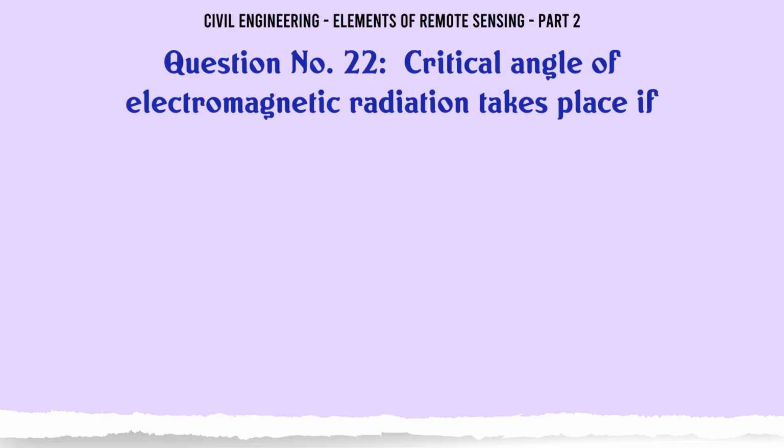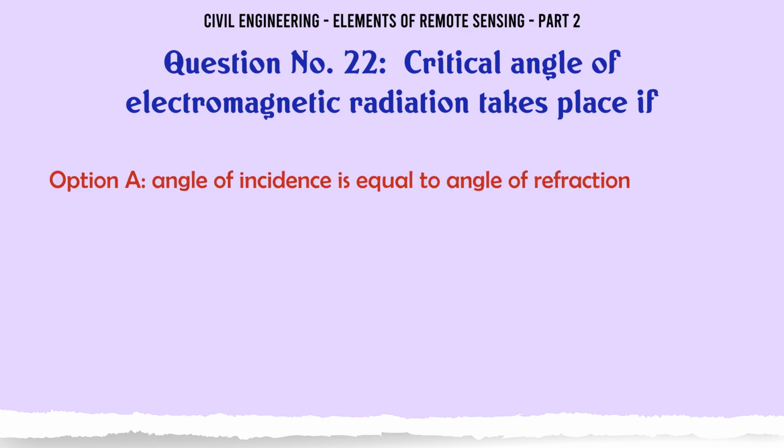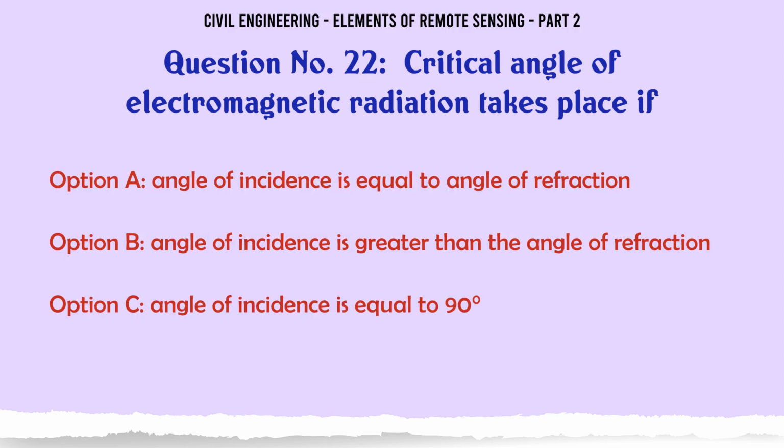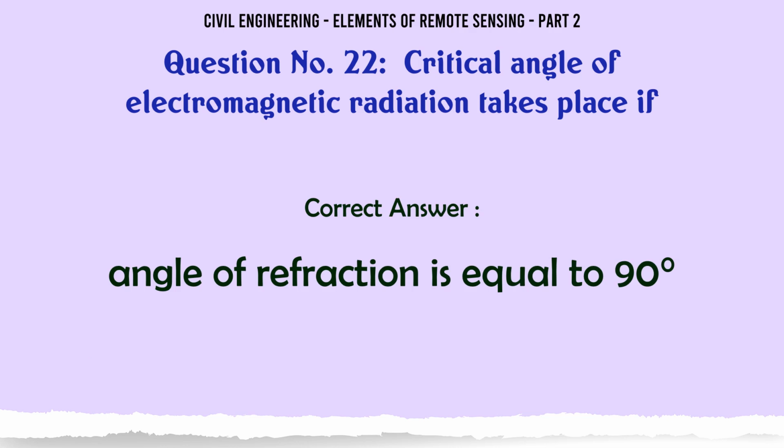Critical angle of electromagnetic radiation takes place if A. Angle of incidence is equal to angle of refraction, B. Angle of incidence is greater than the angle of refraction, C. Angle of incidence is equal to 90, D. Angle of refraction is equal to 90. The correct answer is angle of refraction is equal to 90.